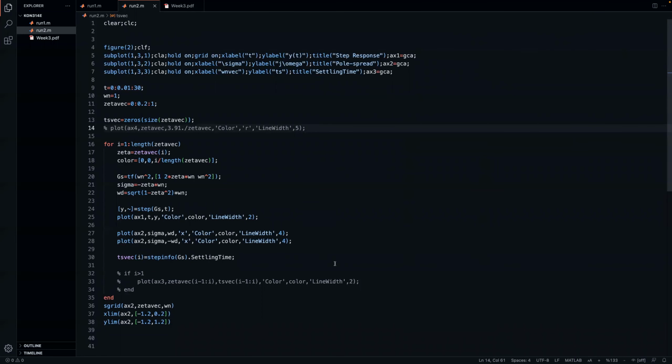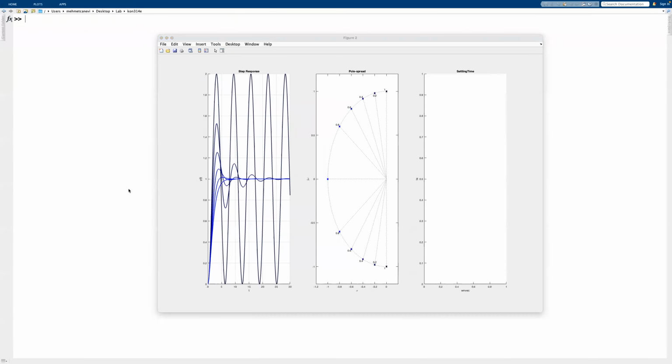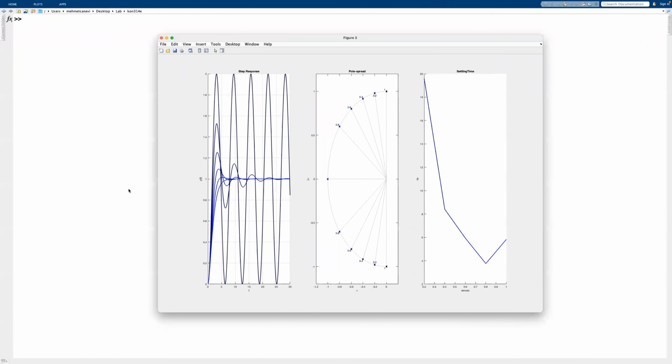So let's have the settling time here. We have zeta vec, we have TS vec, and yeah, let me try this. So you can see it seems like it works a bit different, but it's not actually. This will correct itself in a moment.